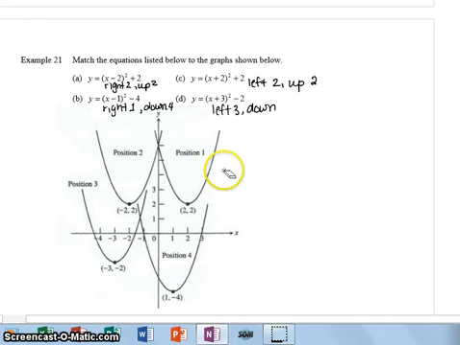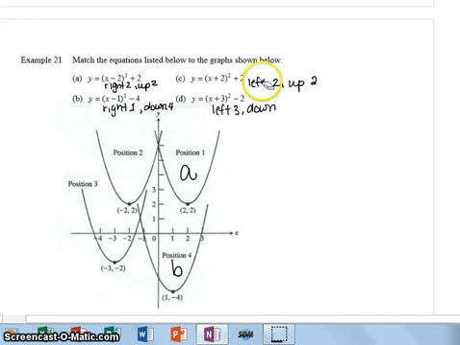Now when I look at all these graphs, these are the coordinates of its vertex right there. Because it's right, it's positive 2, there's 2, 2. The only one that has a vertex at 2, 2 is position 1. So there's your first graph, A. Part B says right 1, positive 1, negative 4. So here's my B.